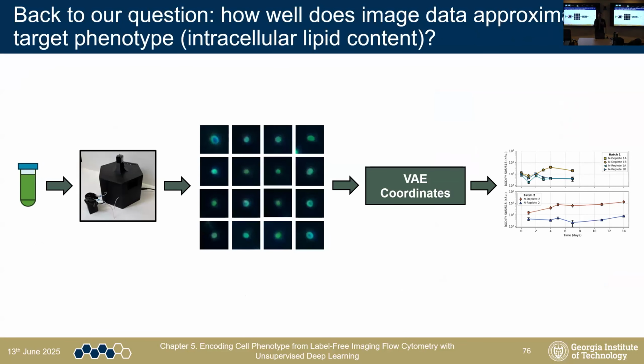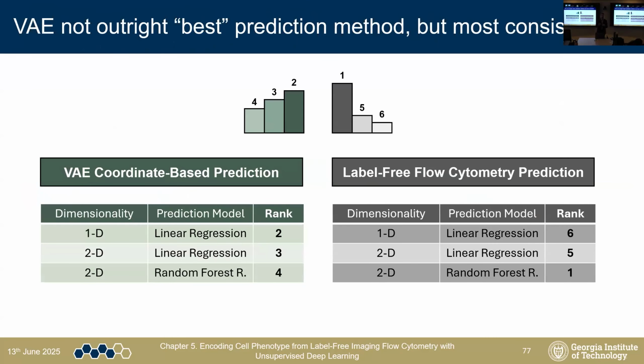All right, so back to our original question after that fun detour. Can we use this VAE coordinate embedding to actually predict how much lipid there is quantitatively? I'll cut to the chase here. The VAE, while it was not the outright best method to predict the amount of lipid content, was the next best method, in rank 2, 3, and 4 behind label-free flow cytometry. This is using other measurements that the flow cytometer is able to record that don't require dyes and are not measuring the lipid content directly.